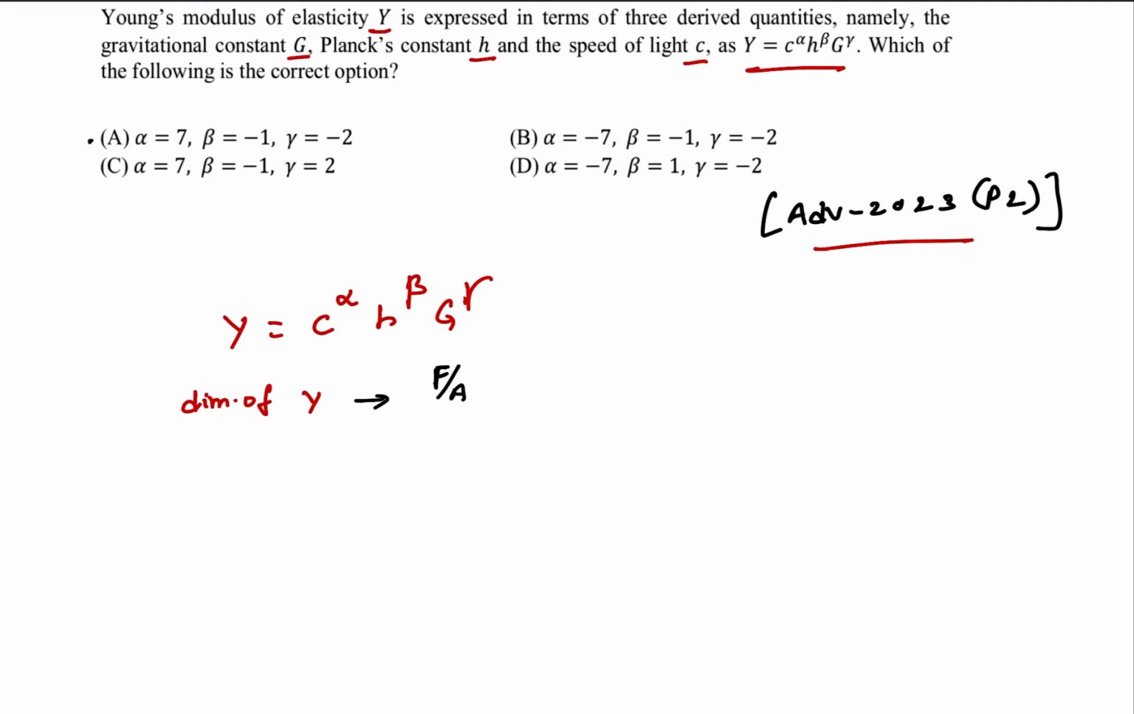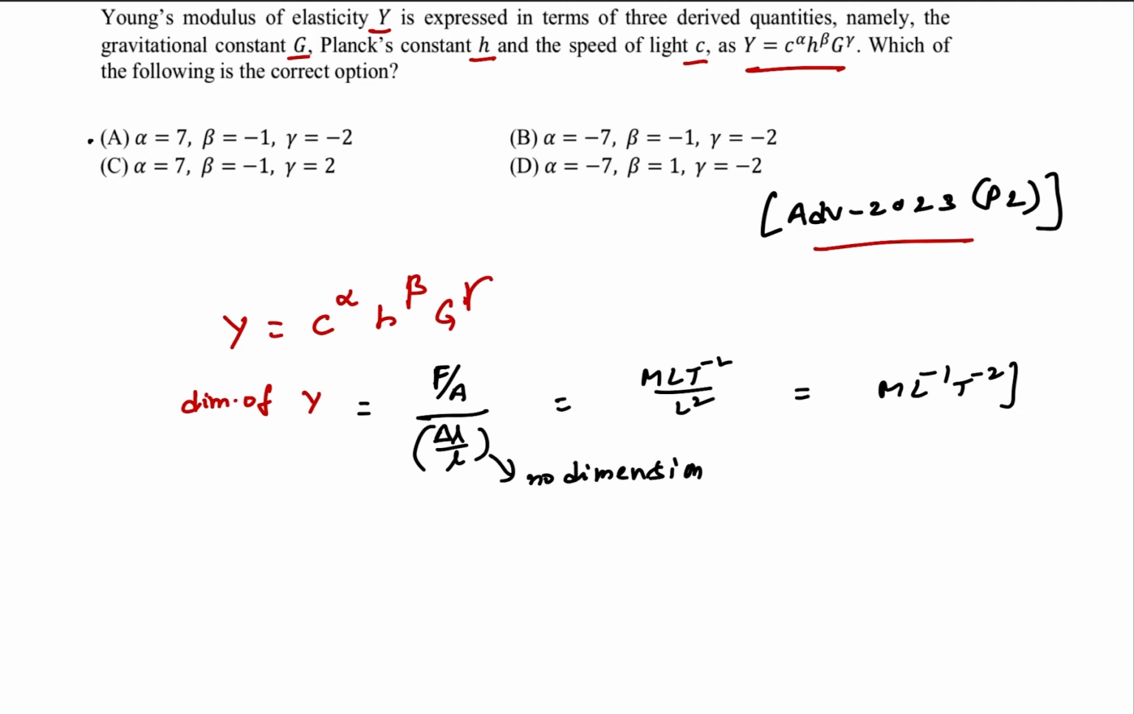To write the dimensional formula for this relation between the different quantities, you should know that Y can be written as force by area divided by delta L by L. Delta L by L has no dimension. F by A is stress, longitudinal stress. You can write it as M L T power minus 2 divided by L square. Finally, you will get M L power minus 1 T power minus 2.